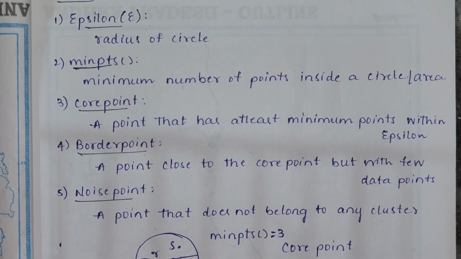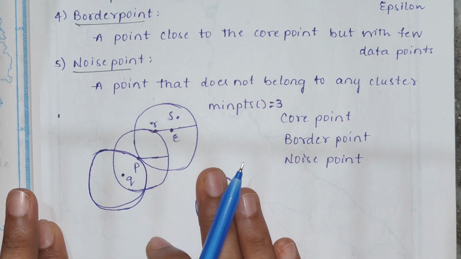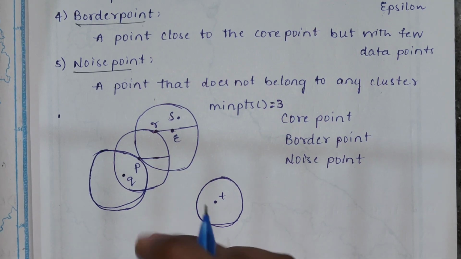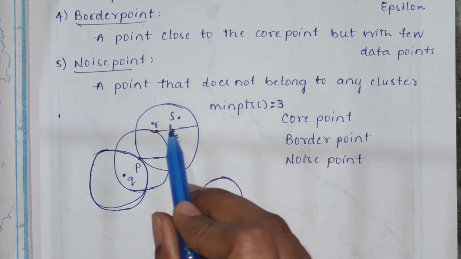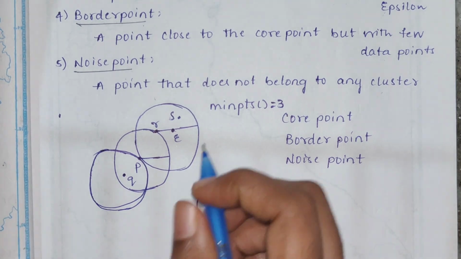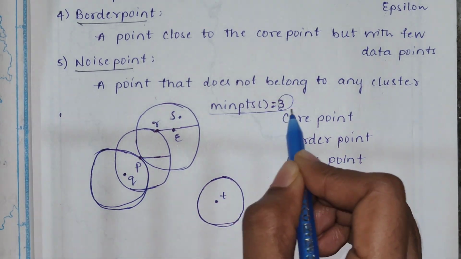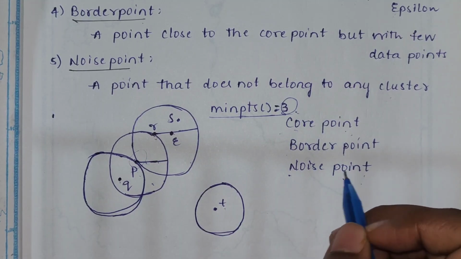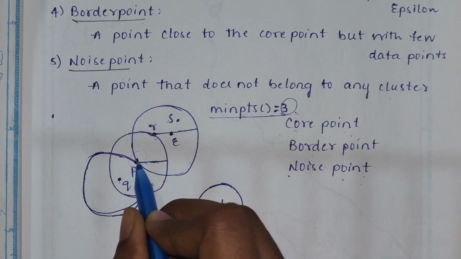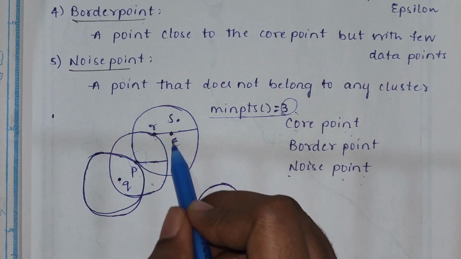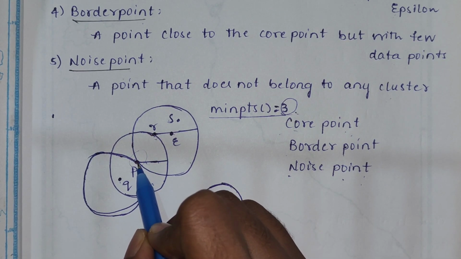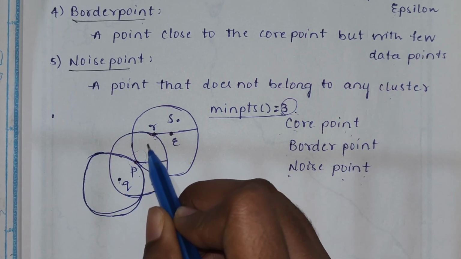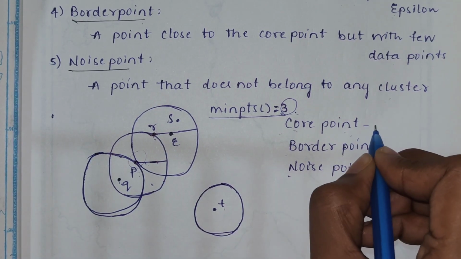Now we will understand these points more clearly by taking this example. I have not drawn the circles well, and in this diagram we have 5 points: P, Q, R, S, T, and epsilon, and the minimum points given is 3. In this diagram we are specifying which is a core point, border point and noise point. Here we have Q, P and R. The points which are on the border or at the center of the circle or inside the circle should be considered. Here we have 3 points, right? So P is considered a core point.